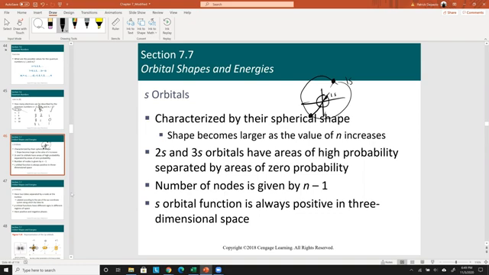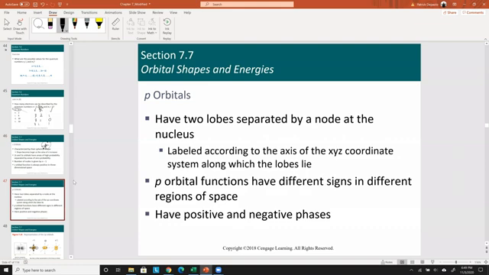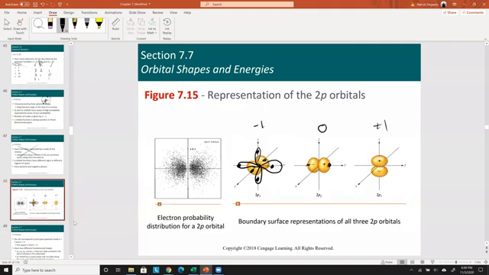And it's like that. Okay, next one is p orbitals. So p orbitals have 2 lobes separated by a node at the nucleus. I don't like that terminology. I'll just show it to you. That's what it looks like. So you have a dumbbell along each axis. You have a dumbbell along the X, dumbbell along the Y, dumbbell along the Z.